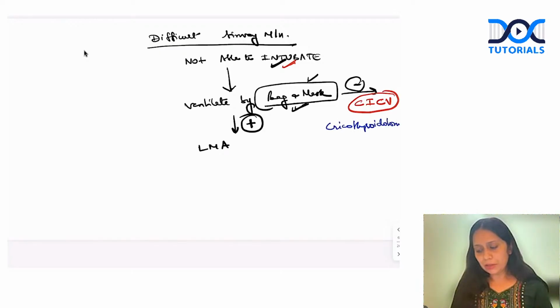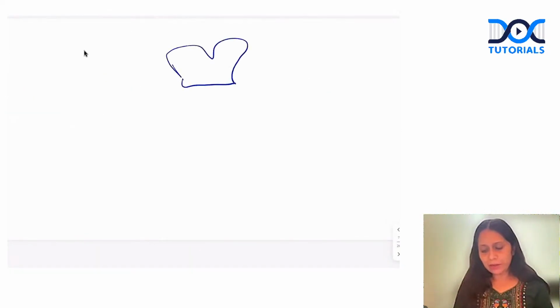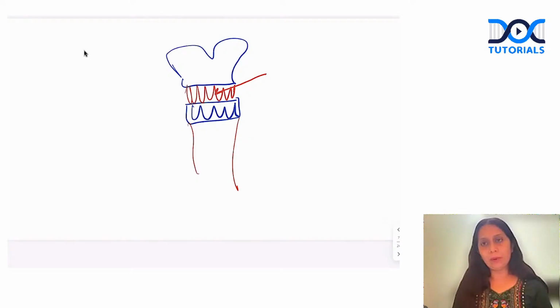In cricothyroidotomy, this is the thyroid cartilage, this is the cricoid cartilage, this is the cricothyroid membrane, and the trachea is below this. We put a needle in the cricothyroid membrane and get access to the airway. This is a temporary access, and it helps in oxygenation of the patient. This can be done with a simple needle, or we can go for a surgical cricothyroidotomy with a cricothyroidotomy set.